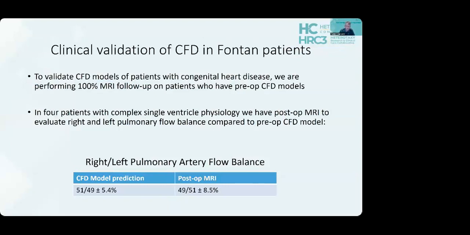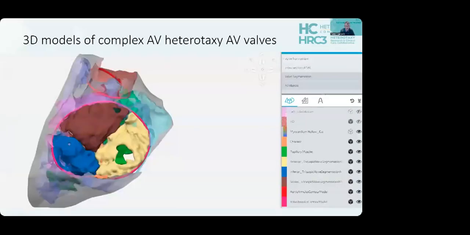And this is just a group of 4 patients with interrupted IVC and azygos continuation, which we often see in these heterotaxy patients. And the overall flow balance in these 4 patients, the CFD model predicted 51 to the right and 49 to the left, plus or minus 5%. And the post-op MRI was very similar at 49% to the right, plus or minus 8%. So our really hard work to try to define the patient's individual physiology with cath and MRI data has paid off well, with really nice similarities between what we're predicting by the flow simulation and what we're getting by MRI after the surgery.